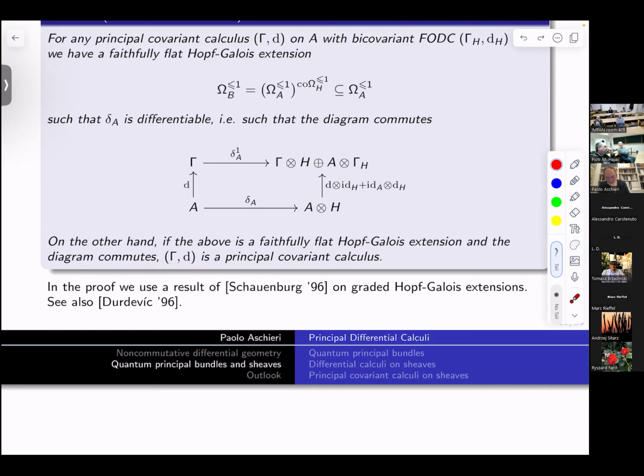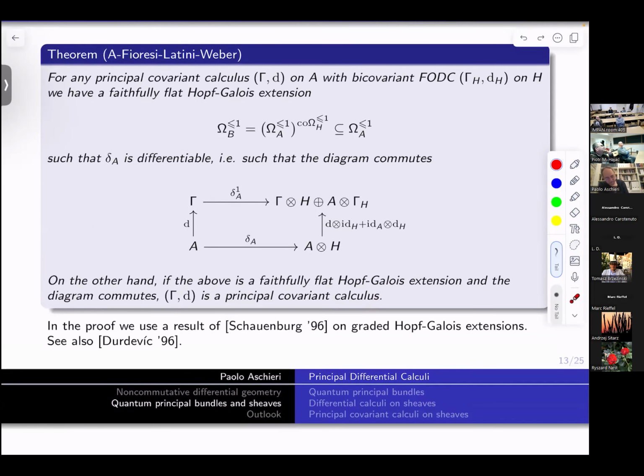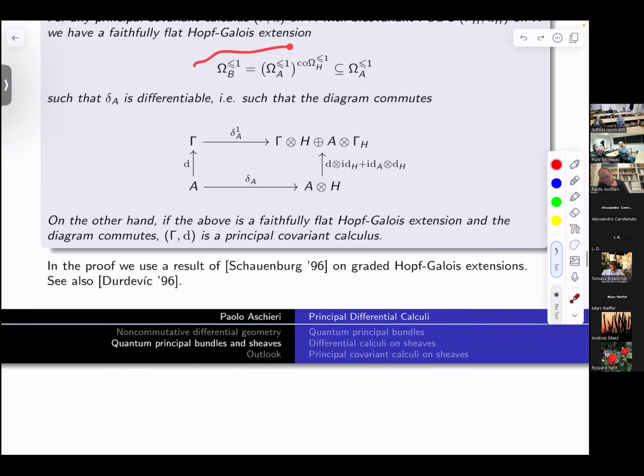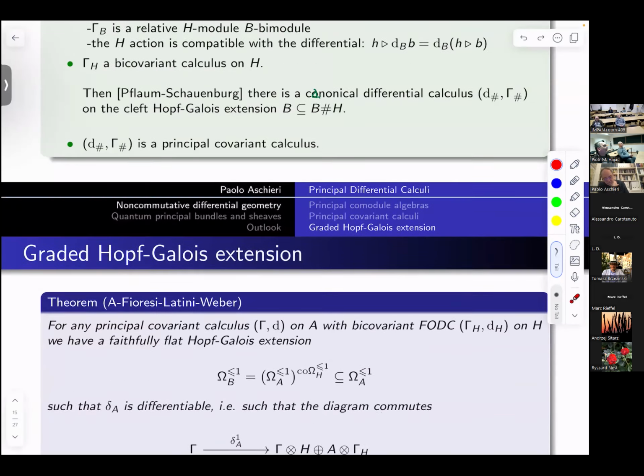On the other hand, okay, sorry, let me read it again. If we have the exact sequence, if we have a principal covariant calculus, then we have such a faithfully flat Hopf-Galois extension with such a commutative diagram, and vice versa. If we have this Hopf-Galois extension of graded algebras and the coaction commutes with the differential, then we have a principal covariant calculus, meaning we have this exact sequence.